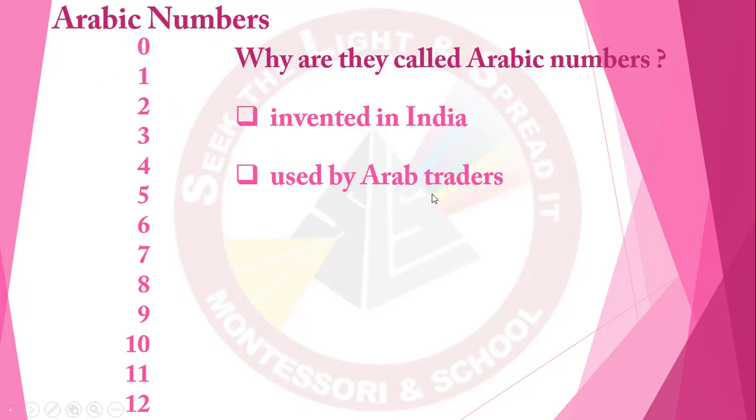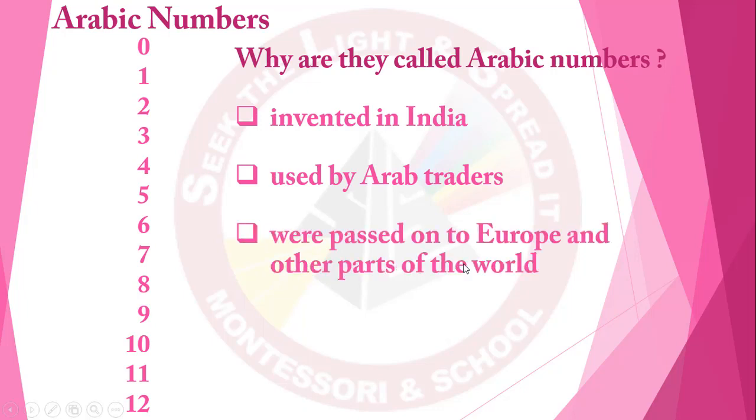Now you must also know who traders are. Traders are the people who travel around the world to sell or buy things, and the Arab traders also had to travel around the world for selling or buying their things. As they used these numbers, wherever they went, these numbers became popular and people started using them. First they were passed on to Europe and then to the other parts of the world.